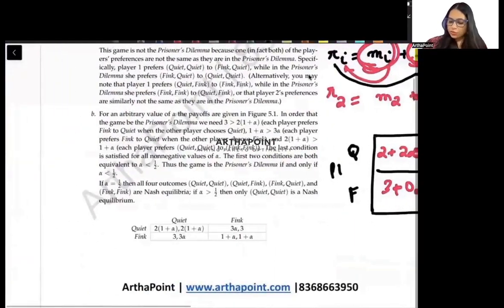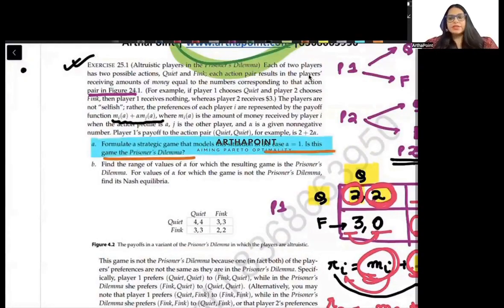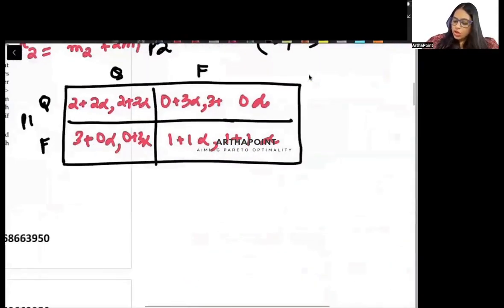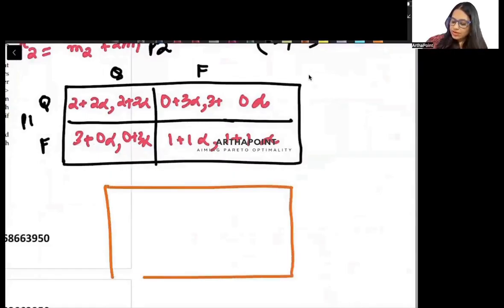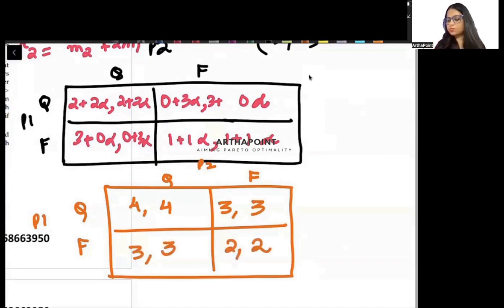Clear? Okay. Now read the question. The question says: formulate the strategic game that models the situation when alpha is equal to 1 and find whether this is the prisoner's dilemma or not. So now I will take alpha as 1. The moment I take alpha as 1, what will my game become? Player 1, quiet, think. Player 2, quiet, think. This becomes 2 plus 2, that means 4, comma 4. 3 plus 3 into alpha means 3, comma 3 plus 0 into 1, that means 3. Just put alpha as 1. 3 plus 0, that means 3. 0 plus 3 into 1, that means 3. This will be 2, comma 2.